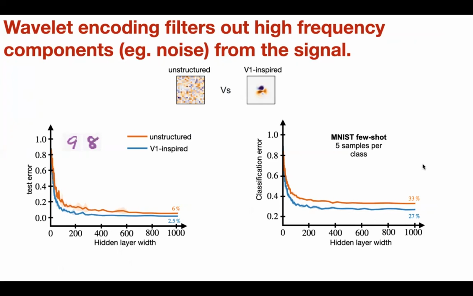And on the right, we showed performance on MNIST again, but in a few-shot setting where we only have 5 samples per class. So here again, the blue curve is lower than the orange curve. And again, what that means is you are able to learn much better despite having fewer examples from fewer hidden neurons. And so the conclusion is that the inductive bias from these V1 type receptive fields allows neural networks to be more efficient in learning, whether that means learning using fewer hidden neurons or fewer examples. And all the other experimental parameters during training are comparable between these two networks.